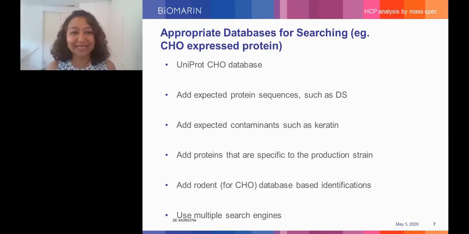Regardless of the database, it's advisable to add the protein sequences that you know are, in addition to the database, going to be present in your sample. This could be the sequence of the drug substance. It could be mutations of the drug substance if you know those are present. It could include the possibility of searching post-translational modifications as well.